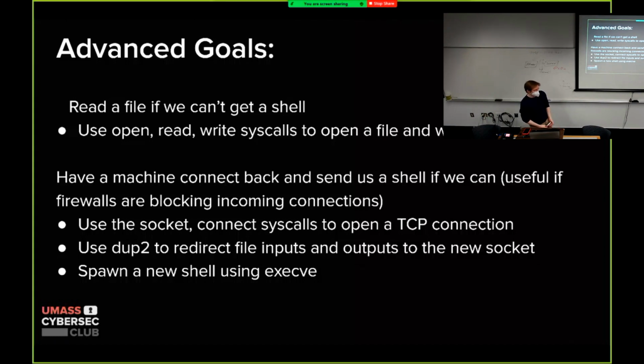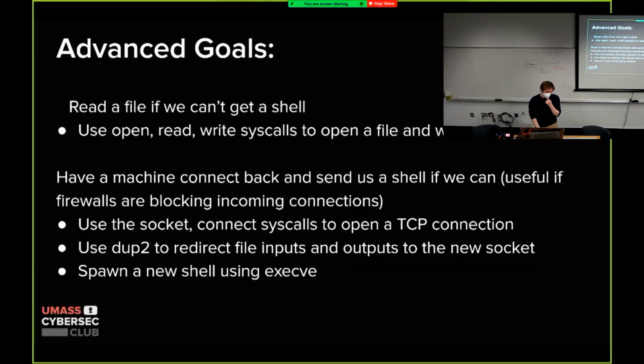So if we wanted to read a file, say we can't get a shell because standard input, standard output redirecting isn't playing nice, or there's a firewall issue, we can use open, read, and write syscalls to open a file, read it into some arbitrary memory location, and then we can write that memory location into standard out, which should redirect back to us if we're interacting with the program. That one you will have to do on the project.